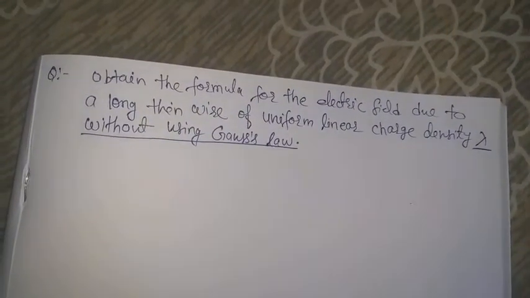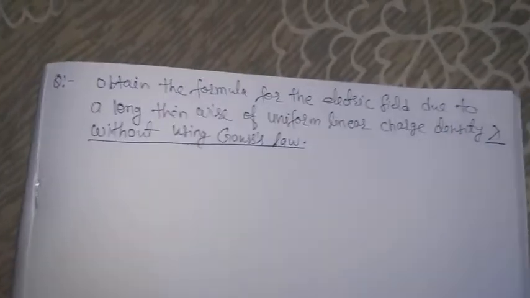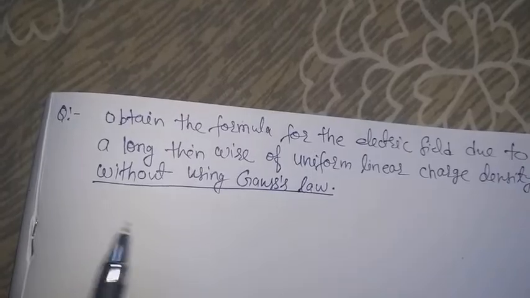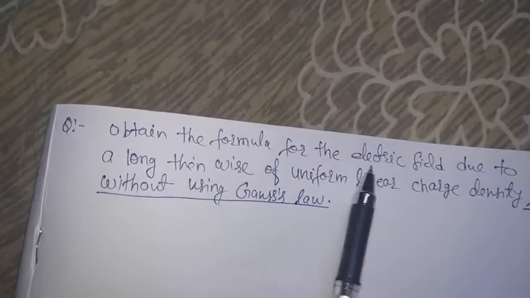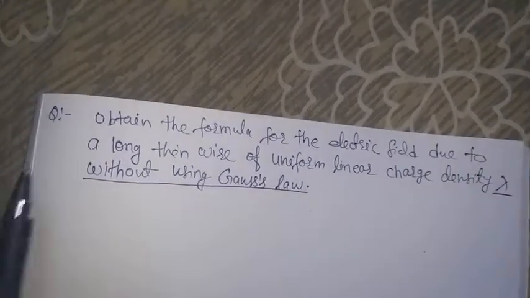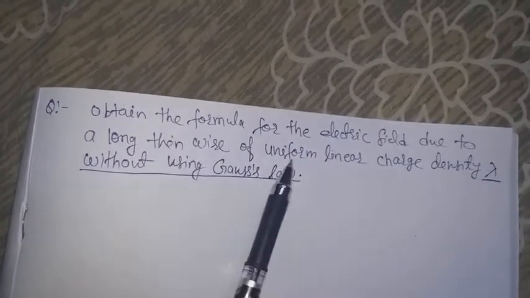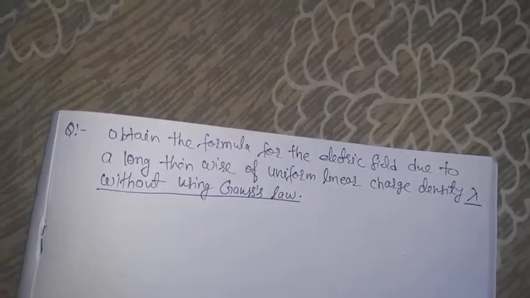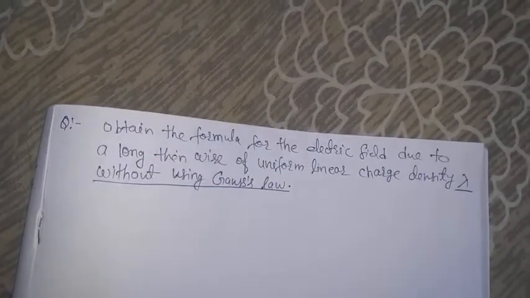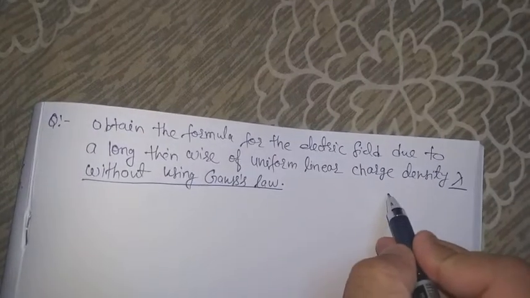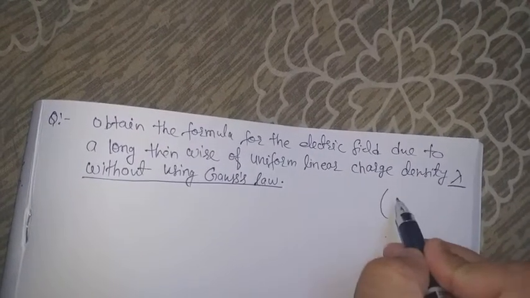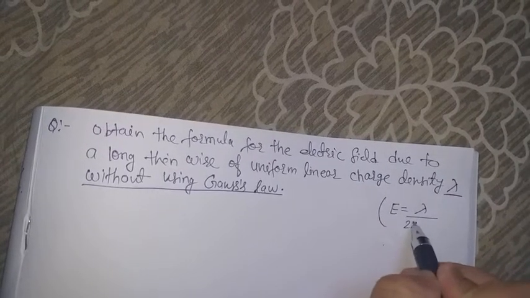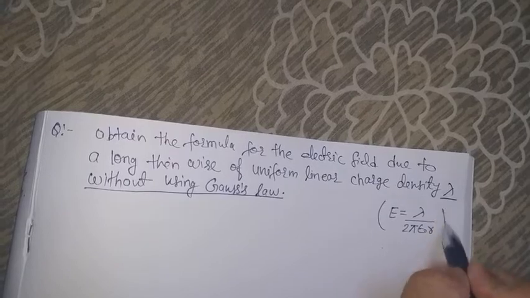But there we found it with the help of Gauss theorem. But now the question tells us to obtain the formula for electric field due to a long thin wire of uniform linear charge density lambda without using Gauss law. That is important. Without using Gauss law. So what was the formula we obtained? The formula we obtained is lambda upon 2 pi epsilon naught r.